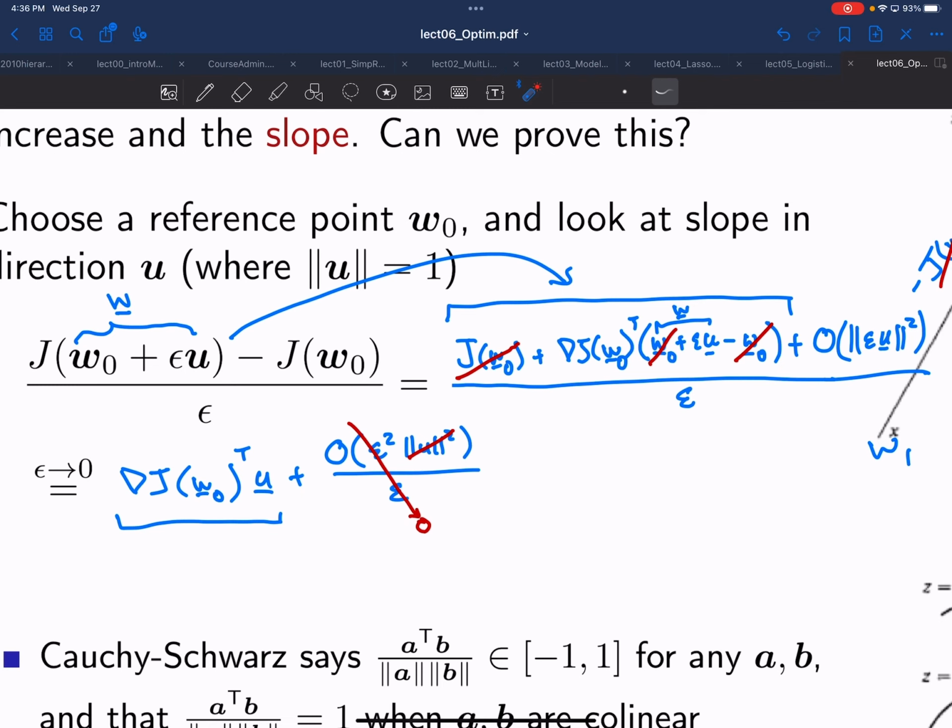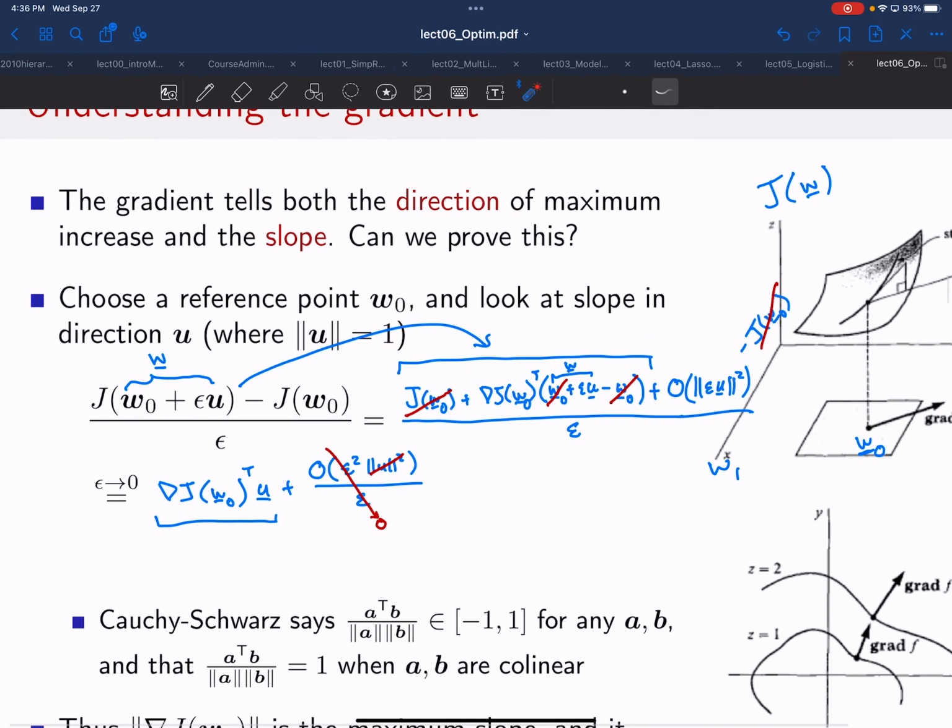Yes? What is u again? So u is we're looking at the slope in some direction. We're just going to move in some direction, any direction. We're going to keep it totally general. And so we're saying for any direction u that I move in, this thing, which is the directional derivative, always takes this value. It's just the inner product between the gradient at the reference and u. Okay, we're going to go a little bit further, but I just want to make sure that we're okay with what we have so far. Any other questions about how we got here?